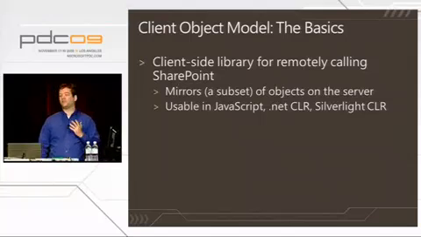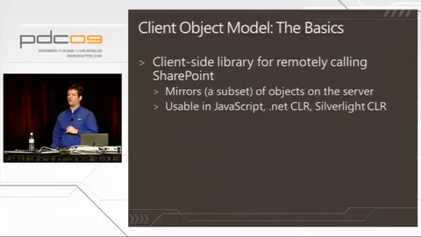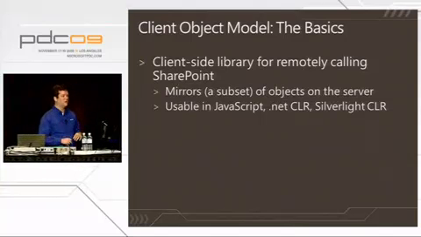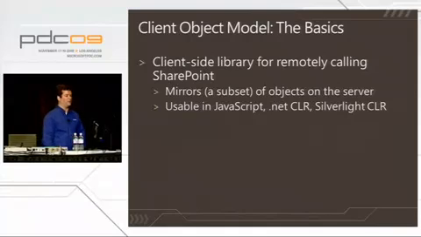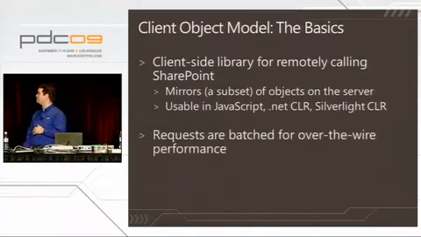In addition, this client library is compiled into 3 separate targets. There's a version of it available for JavaScript, and then there's 2 versions available, one for the core .NET CLR and one for the Silverlight CLR. So whether you're building an Office application that connects to SharePoint or whether you're building a very lightweight JavaScript web app, a lot of the tools and techniques will directly carry over.